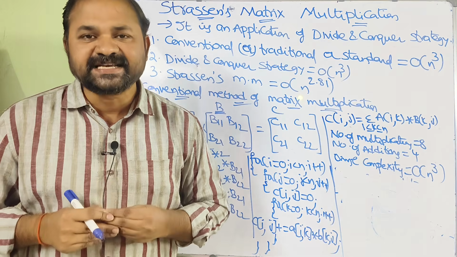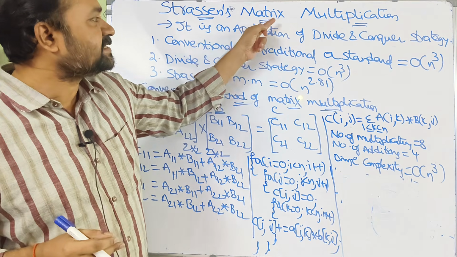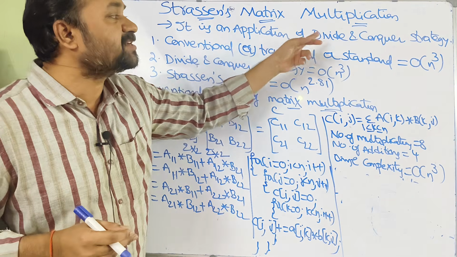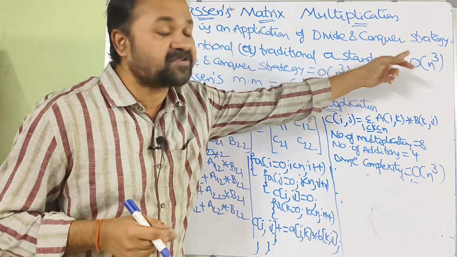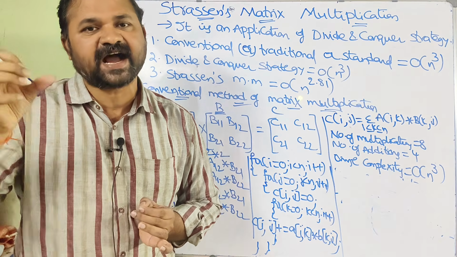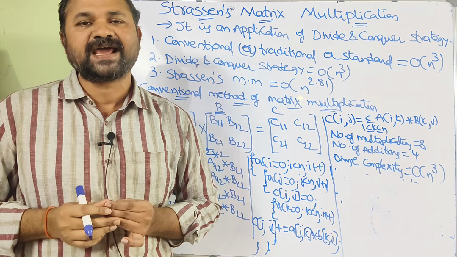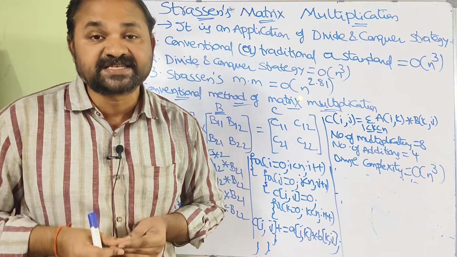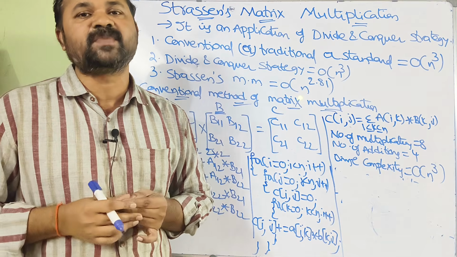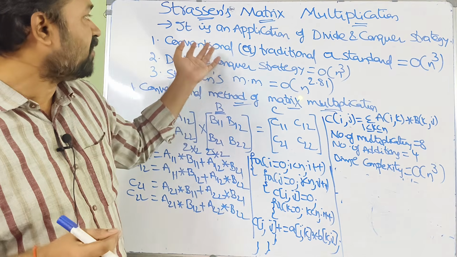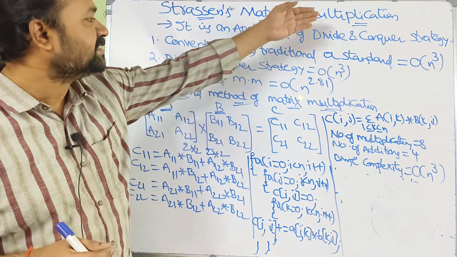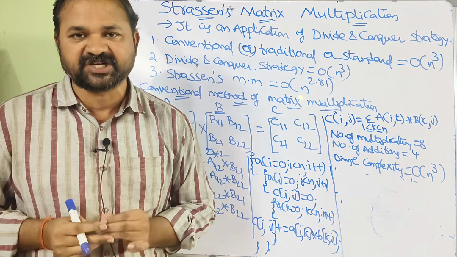Now let us discuss Strassen's matrix multiplication. It is an application of the divide and conquer algorithm strategy. We have various divide and conquer applications like merge sort, quick sort, binary search, finding the maximum and minimum element, and one more application of divide and conquer is Strassen's matrix multiplication.